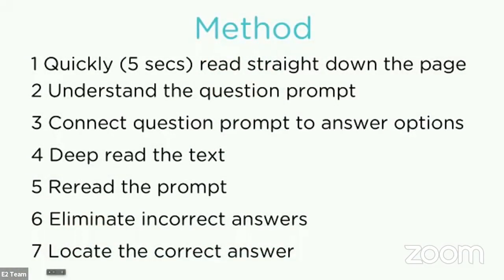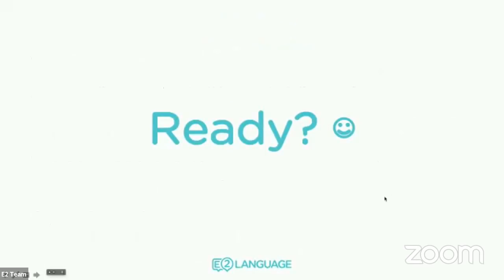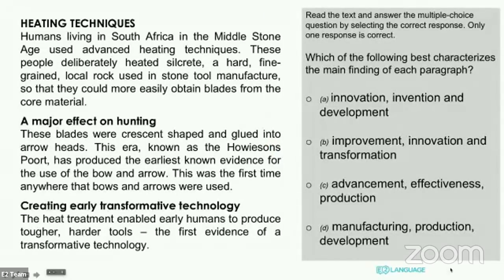Next, understand the question prompt. 3, connect the question prompt to the answer option. So say you're looking for an opinion. Well, what are the 4 opinions given? 4, deep read the text. Look for the opinion. 5, reread the prompt to make sure you found the right thing. 6, eliminate the incorrect answers so that you can, 7, locate the correct answer. Let's do this one here. I'll tell you when 2 minutes is up.